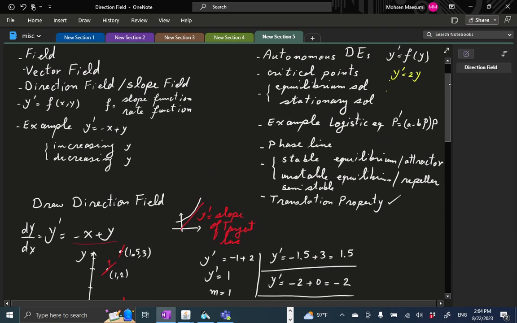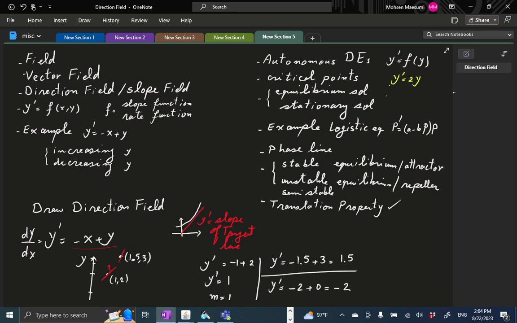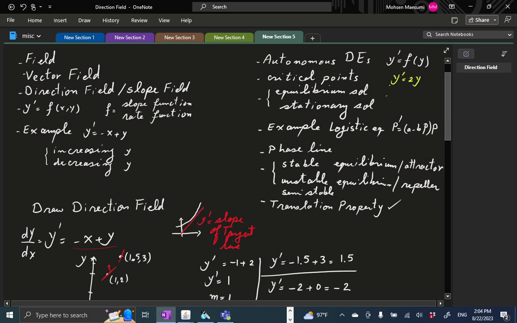So let's go ahead and summarize our discoveries in the context of this equation. We said an equation is called logistic equation.